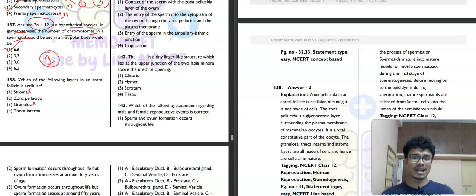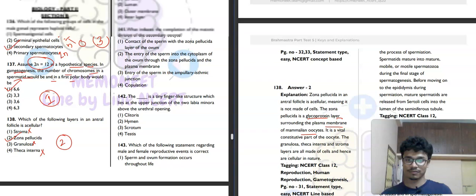The zona pellucida is a glycoprotein layer surrounding the plasma membrane of mammalian oocytes. Theca interna is also not acellular, it has all these cells, but zona pellucida doesn't have cells, that is, it is acellular. The second option will be our correct answer for this question.